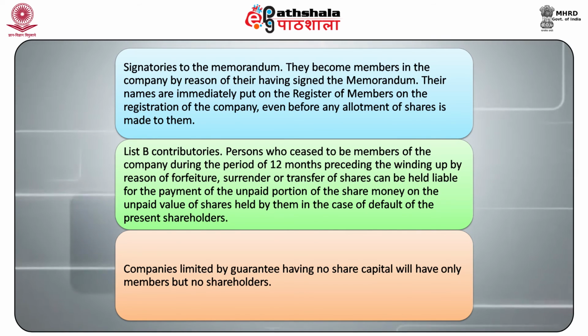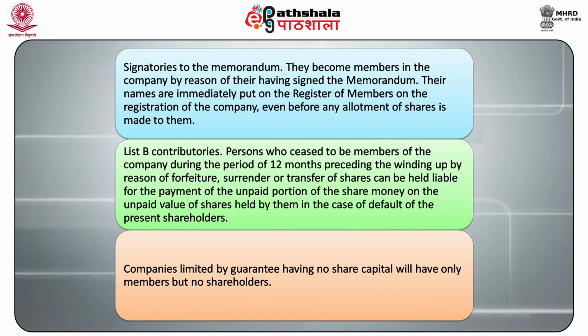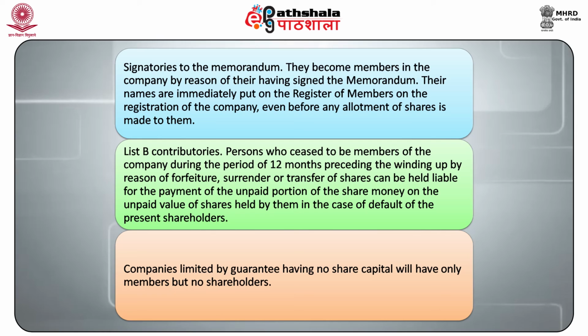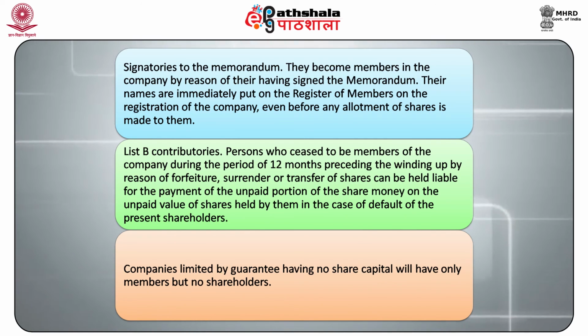Second, list B contributors. Persons who ceased to be members of the company during the period of 12 months preceding the winding up by reason of forfeiture, surrender or transfer of shares can be held liable for the payment of the unpaid portion of the share money on the unpaid value of shares held by them in the case of default of the present shareholders.